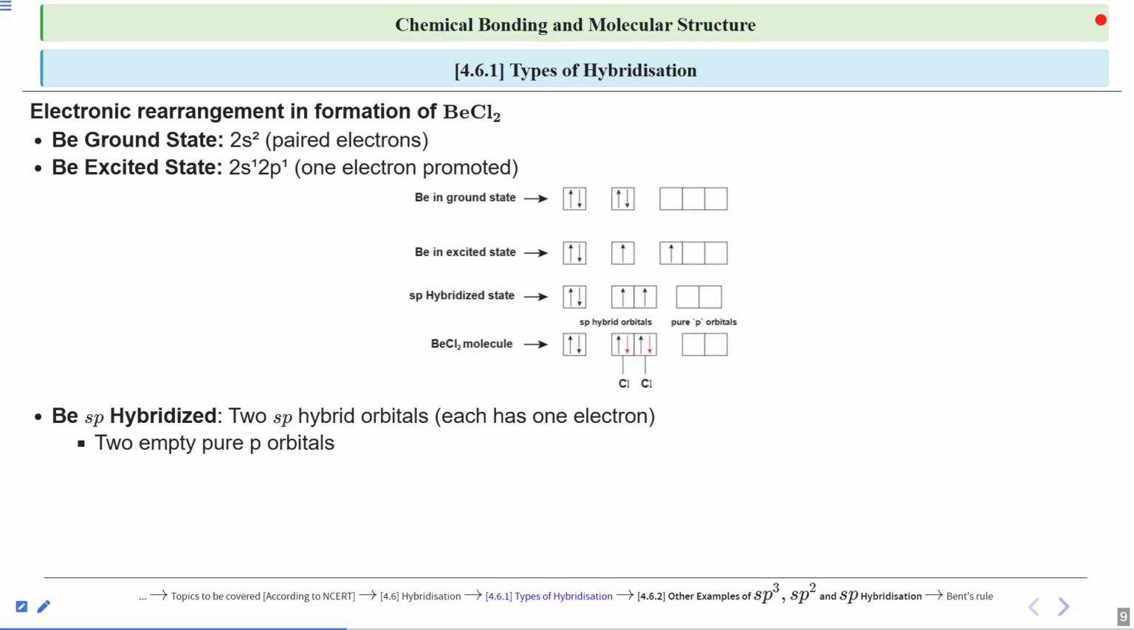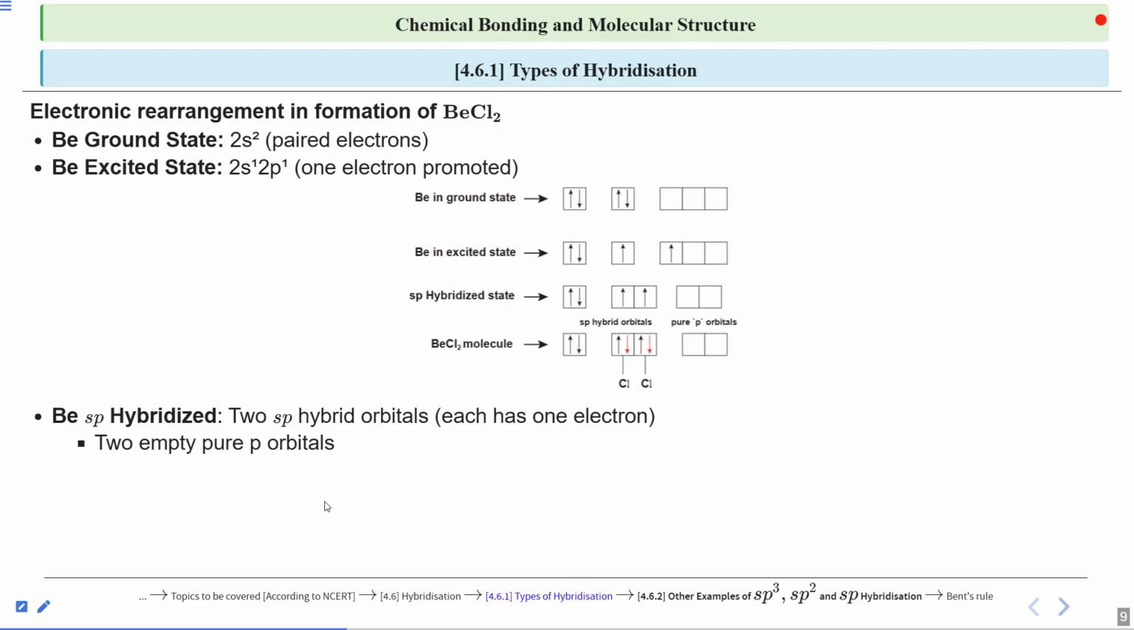And what are we left with? We are left with the 2 pure p orbitals. So again I am repeating it. Initially we have 2 electrons. This is the ground state. You can try to write the electronic configuration. You will get the same thing. After the excitation of one electron, you will have 2 unpaired electrons, one in s and the second in p. And these 2 orbitals will just hybridize to form the sp hybrid orbital, and the rest will be the pure p orbital, which is being represented here.